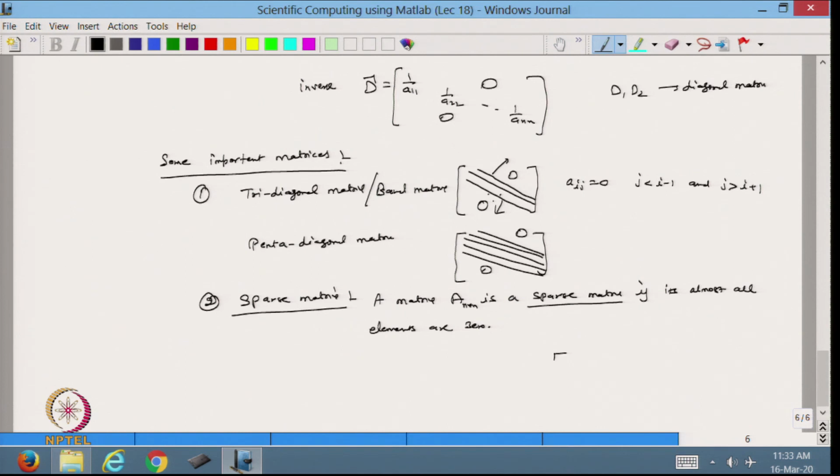So, we will stop here today. Today we have started with some matrices, lower triangular and upper triangular, and some properties of them. In the next lecture we will continue with this.